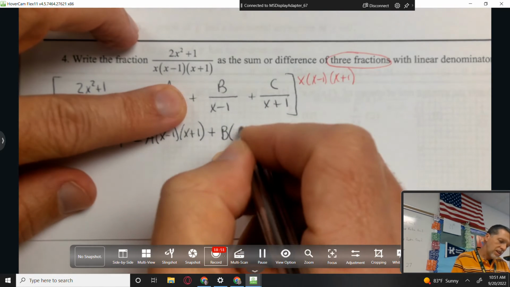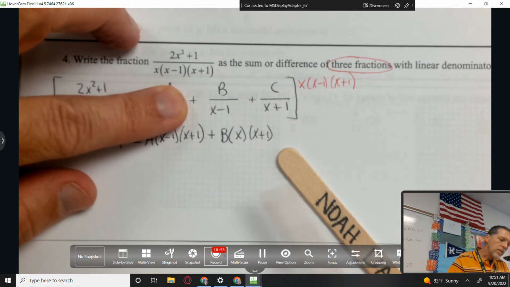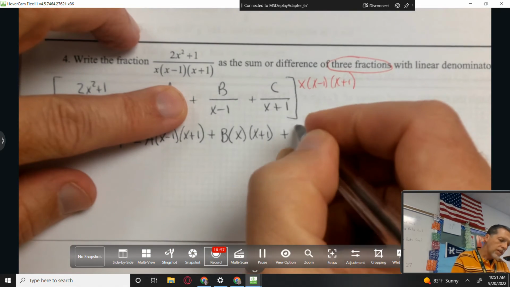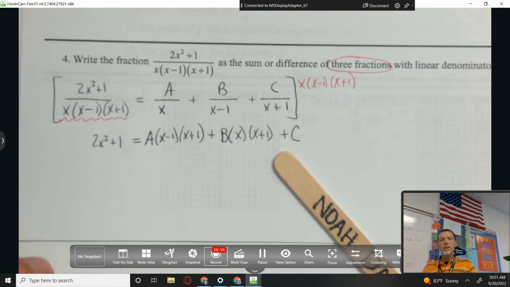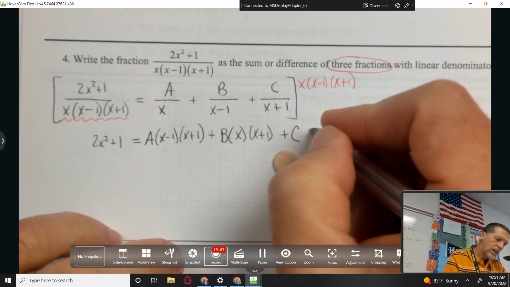X and x plus 1. Good, x and x plus 1. And then same questions, Noah. What with the C, what cancels? Tell me what cancels first. X plus 1. So what's left with C? X and x minus 1. Good.